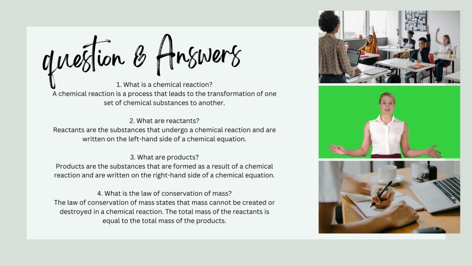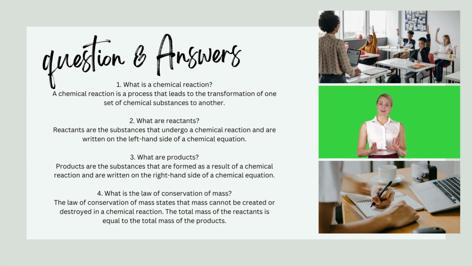1. What is a chemical reaction? A chemical reaction is a process that leads to the transformation of one set of chemical substances to another. 2. What are reactants? Reactants are the substances that undergo a chemical reaction and are written on the left-hand side of a chemical equation. 3. What are products? Products are the substances that are formed as a result of a chemical reaction and are written on the right-hand side of a chemical equation.